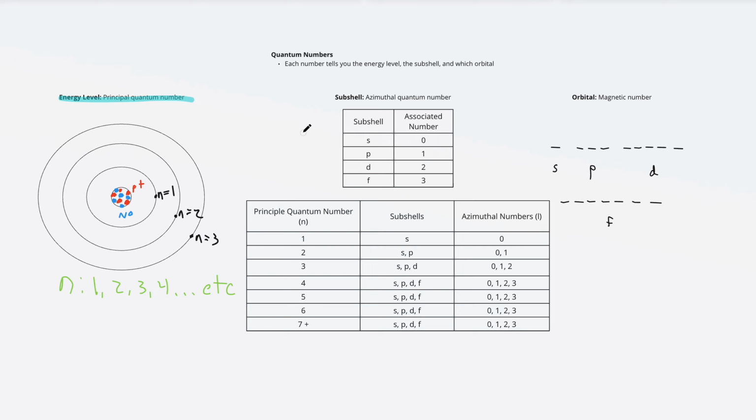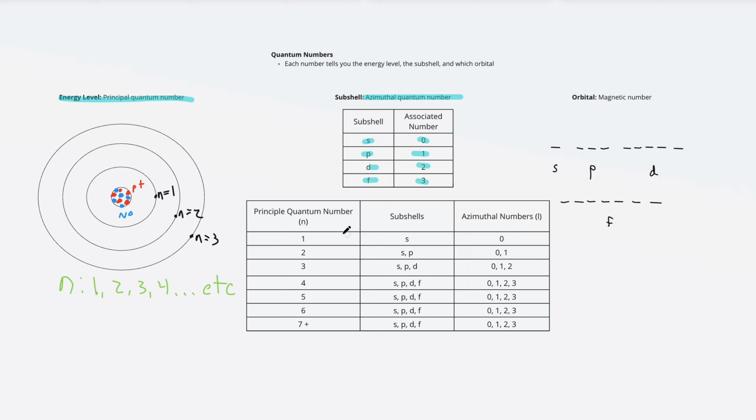The next level of organization that we went over was the subshell, and the quantum number for that is called the azimuthal quantum number. This first table is something you want to be really comfortable with, and this is the number that's associated with each subshell. So S is associated with 0 every time. P is 1, D is 2, and F is 3. Those are the azimuthal quantum numbers associated with the subshells.